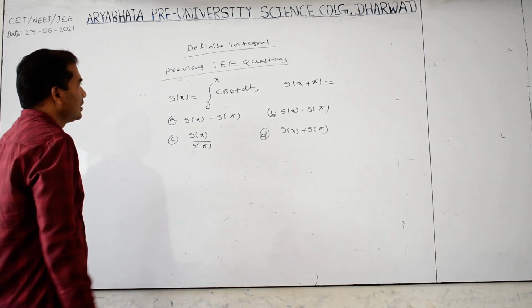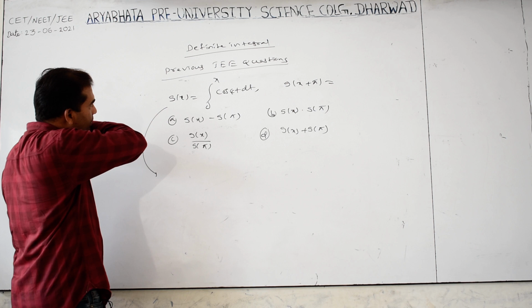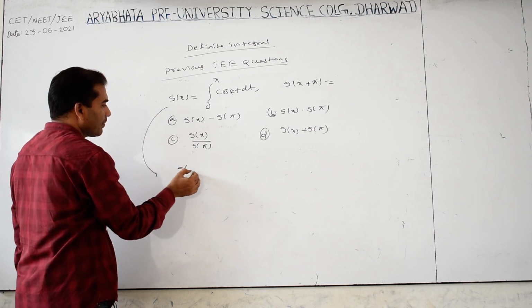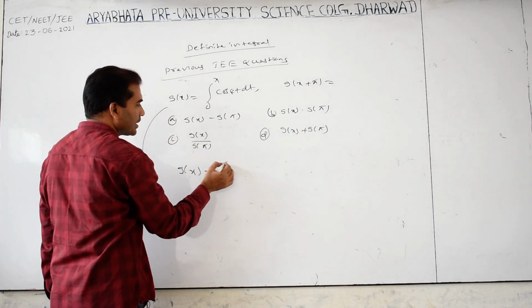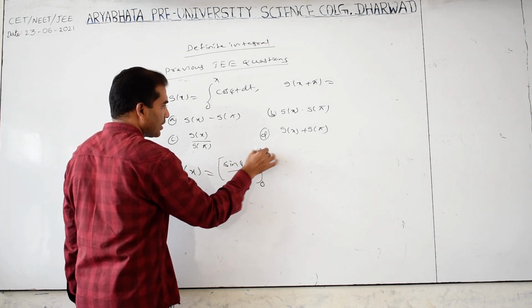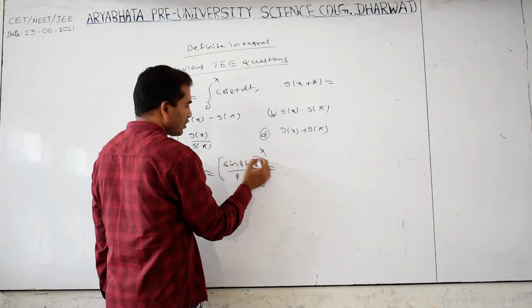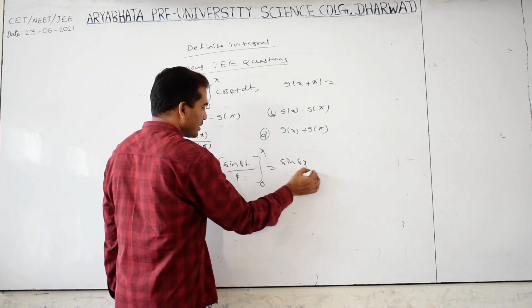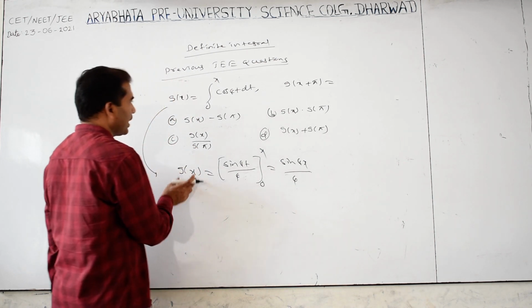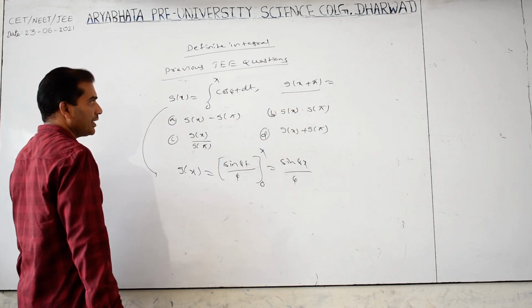Yes, let us apply differentiation here. We can directly find g of x: the integration of cos 4 theta is sin 4 theta by 4. Very easy question, 0 to x, but the options are asking in a different way. So, t is equal to x, sin 4x by 4. This is g of x. We want g of x plus pi, right?